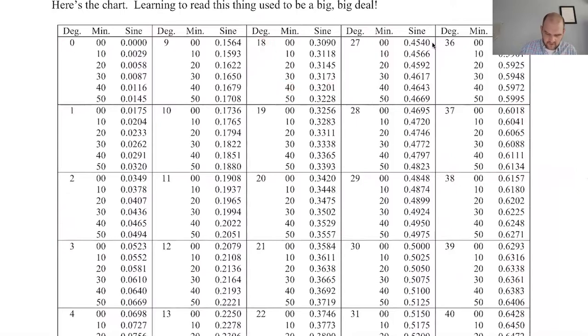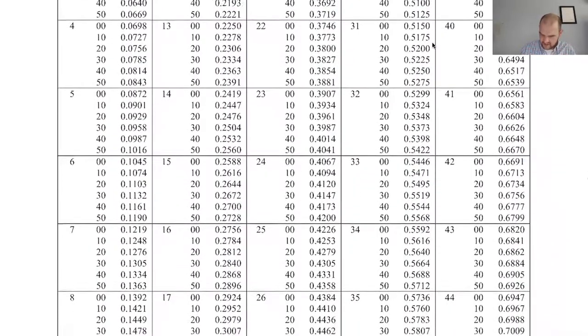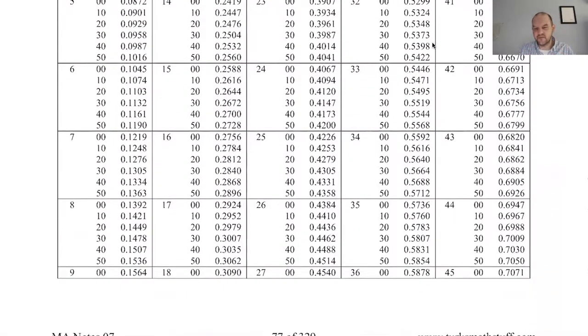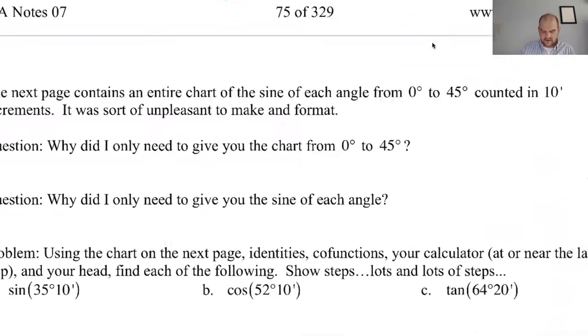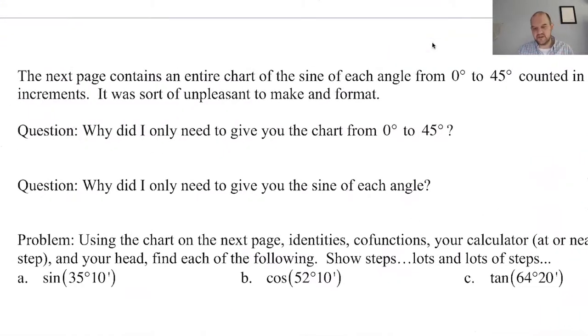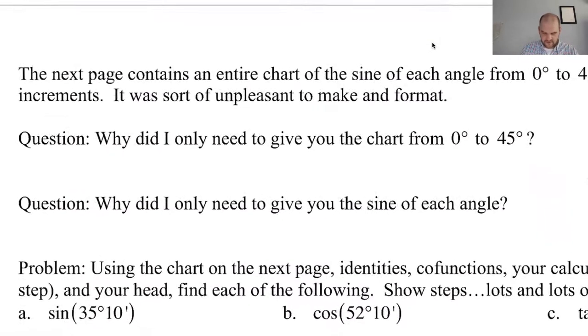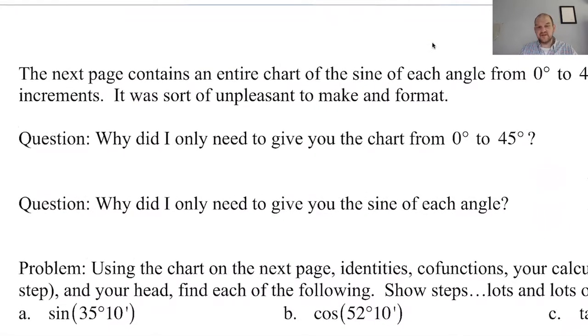So we got everything, but we only have stuff between 0 and 45 degrees. We have nothing more. So that's going to be enough to find the value, or at least approximate it to a certain number of decimals, of the trig function of any angle at all. That's all the information that we needed. And the reason for that is twofold. So the first one is the answer to this question. Why did I only need to give you a chart from 0 to 45?